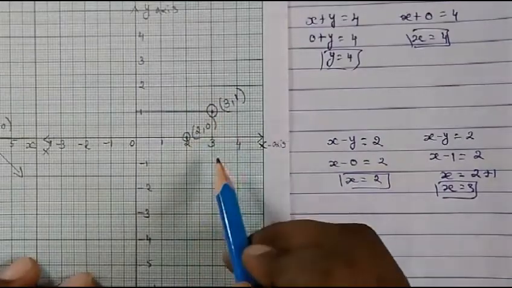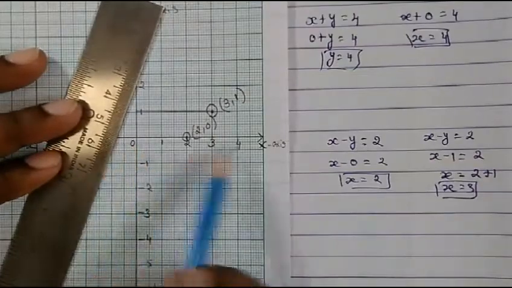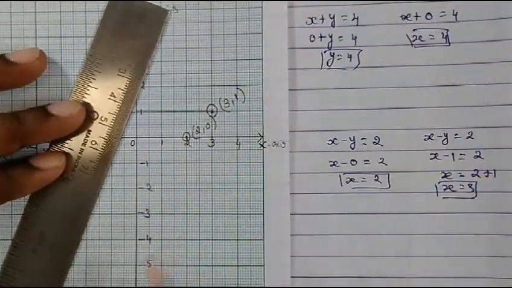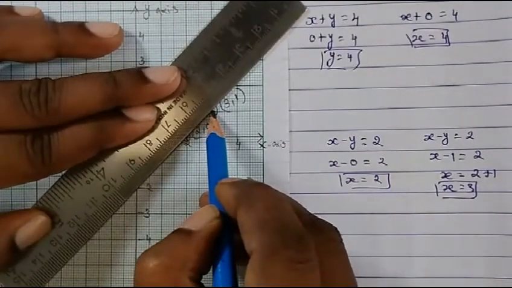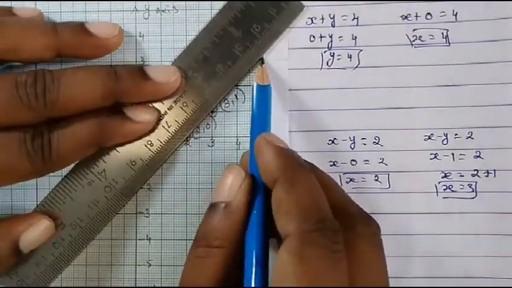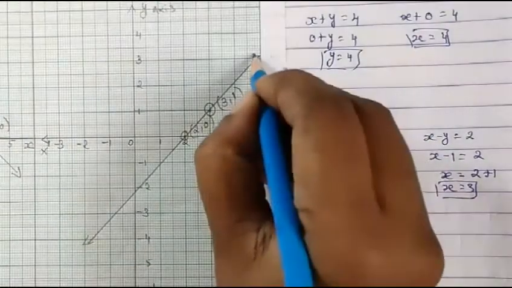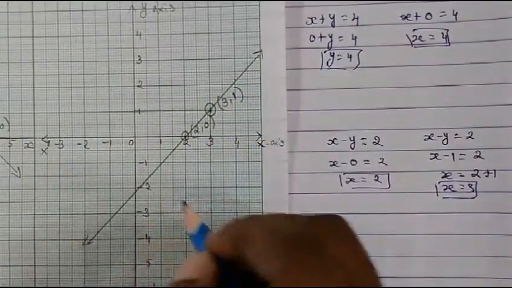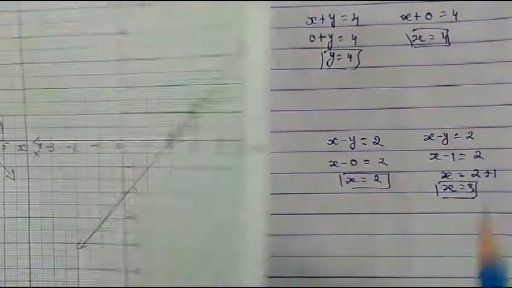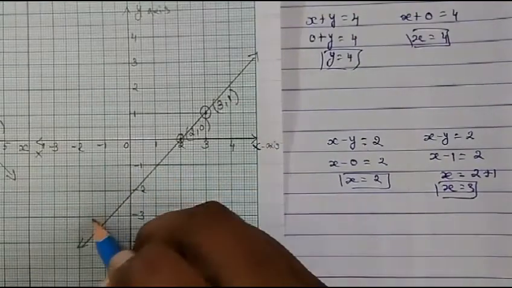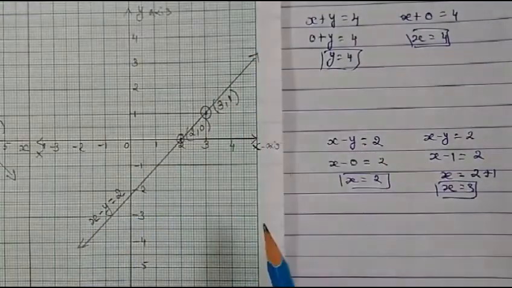So now these 2 points, let us draw the line. This is x-axis and this is y-axis. This line has to cross both these points, so let me join. Okay, so then I draw my line. And what is the equation? This is x minus y equal to 2. On the line you have to write the equation.